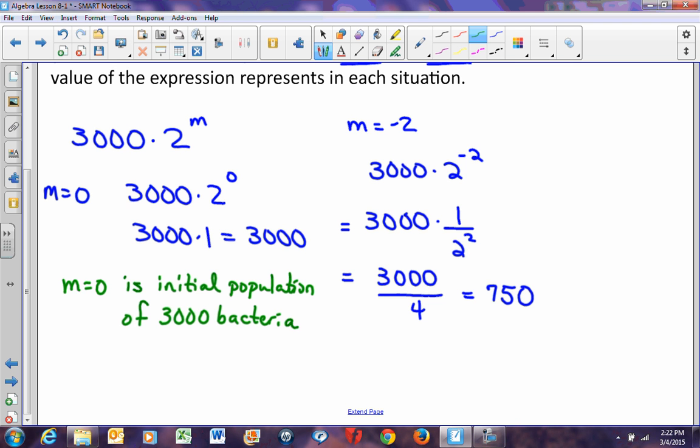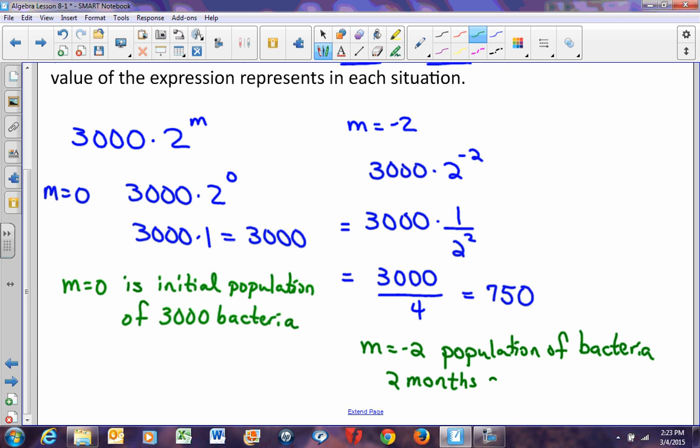When m equals -2, that represents the population of the bacteria 2 months ago. Okay? M equaling -2 is the population of the bacteria 2 months ago, which was 750.